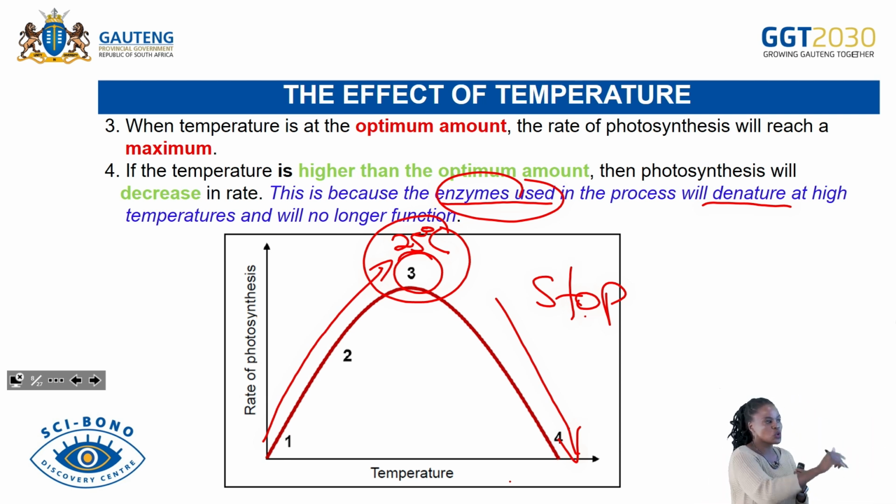This graph shows that there will be an increase as well as a decrease depending on the amount of temperature. I think it has explained all the factors that are affecting the rate of photosynthesis. Do you have any questions before I pose my questions, grade 11s, based on what I've just explained?